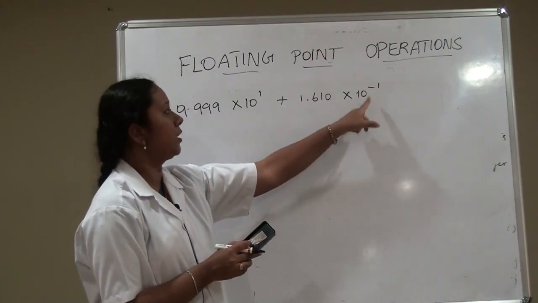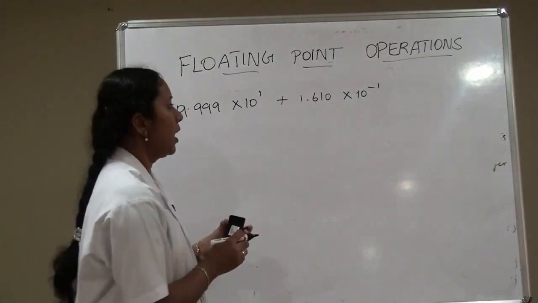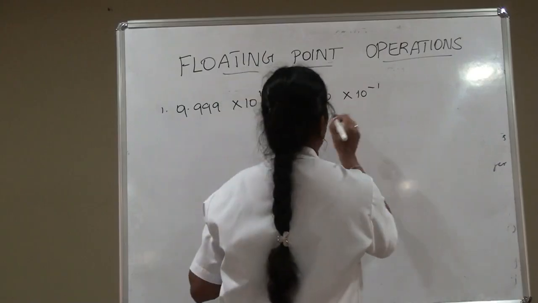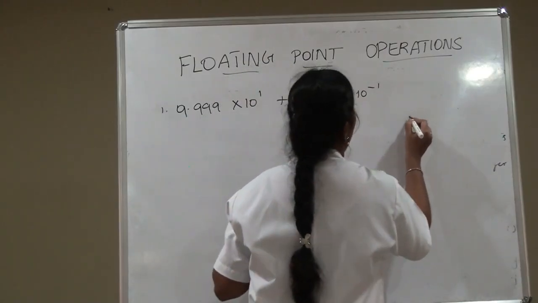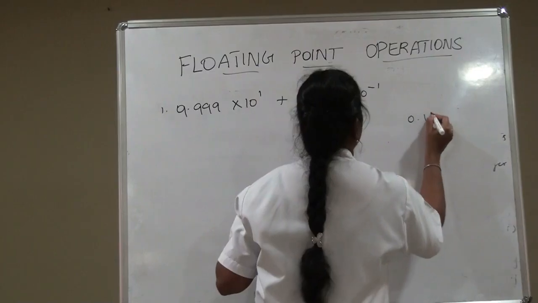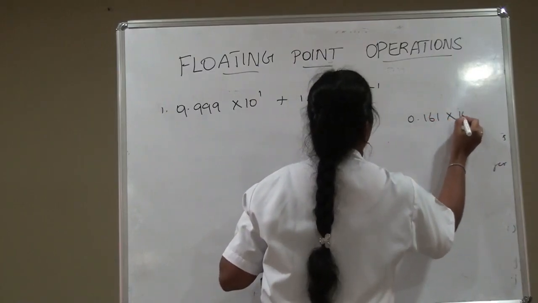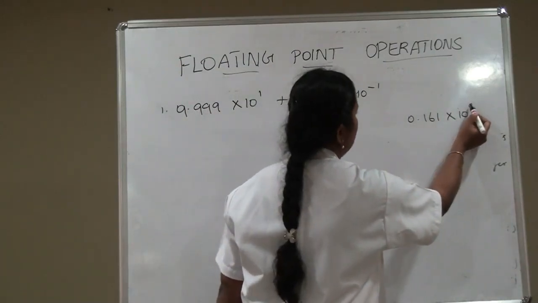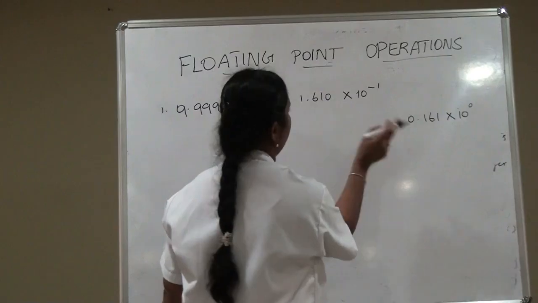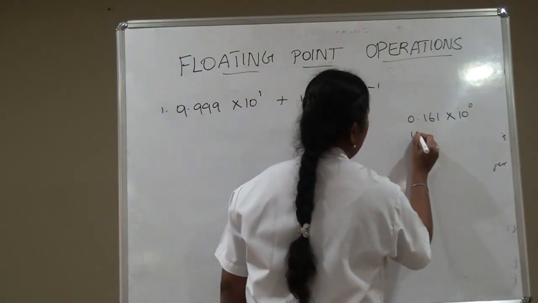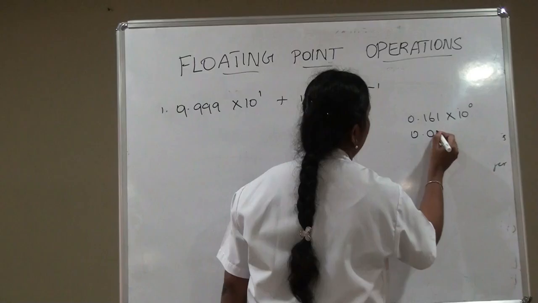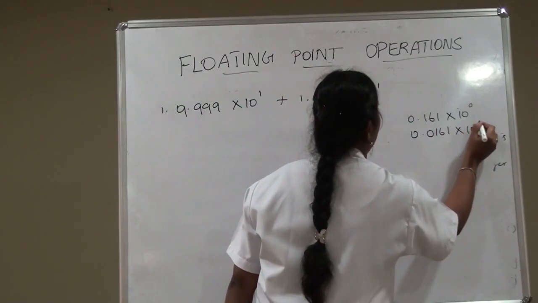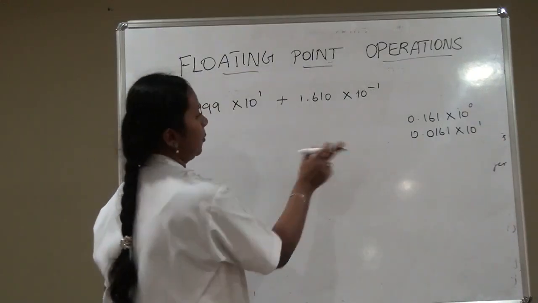In order to match it to the larger exponent, we are going to shift the point to the left by 1 position and check whether both exponents match. Now 0.161 into 10 power 0. Still it does not match the larger exponent. So once again I place a 0 after the decimal point and now it becomes 10 power 1. Now both the exponents have matched.